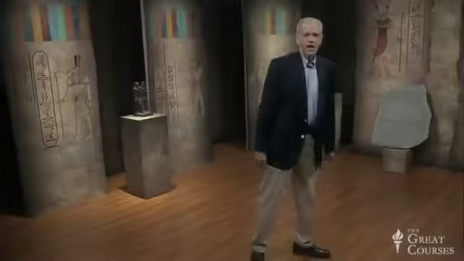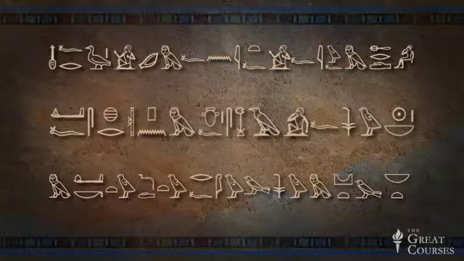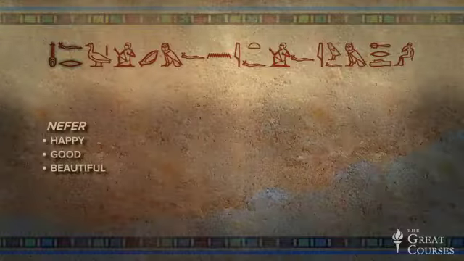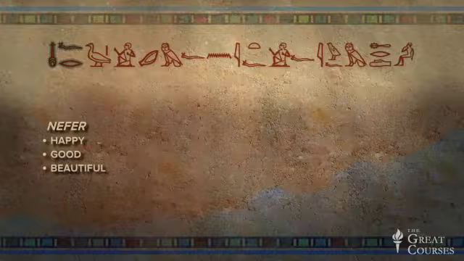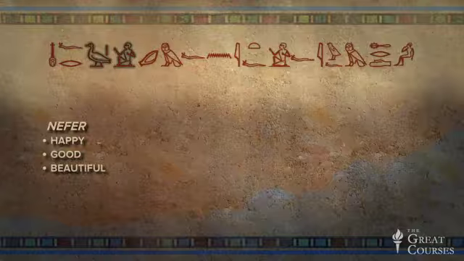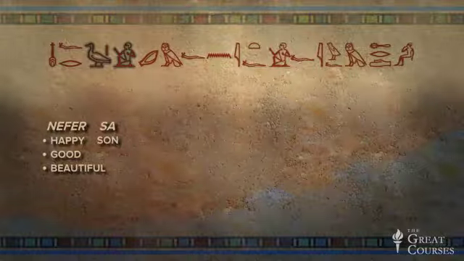Good. You're doing well. Now let's look at the homework sentences that used adjectives, starting with the long, difficult one that's a maxim. My suggestion was that you break it into words and then try to figure out its meaning. So let's do that. Well, what's our first word? Yes, it's nefer, which means happy, good, or beautiful. Now, where does the next word end? Yes, after the man hieroglyph, the word is sa and means son. So far, so good. What's next?